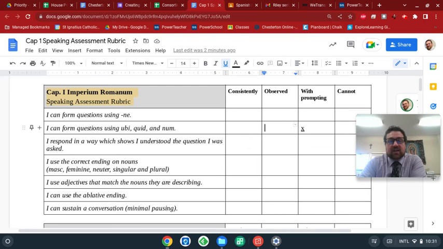which is good, okay? Even if it required prompting last week, if it didn't require prompting today and your partner observes you using one of those question words the right way, they can mark observed and you would get 3 points instead of the 2 points for with prompting. Maybe even you'd get consistently, in which case you'd get all the points. That works that way for the rest of these as well. Maybe it was just observed, but today you're doing it consistently, okay, then you could increase there as well.